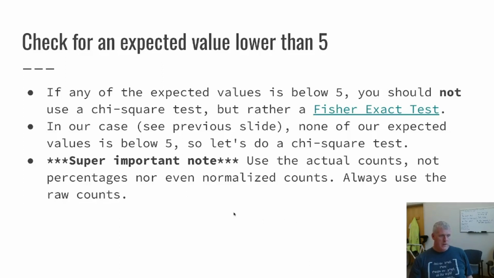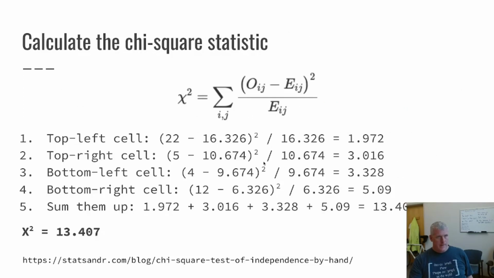Super important note, this third solid bullet right here, super important note. You use the actual counts, not the percentages, not the normalized counts. You use the actual raw counts when you do chi-square as well as Fisher exact test. Okay, so you do a little bit of math there. It's not too crazy, but you take the observed minus the expected. You get the difference and you square it. Then you divide it by the expected, and you end up with the value right there.